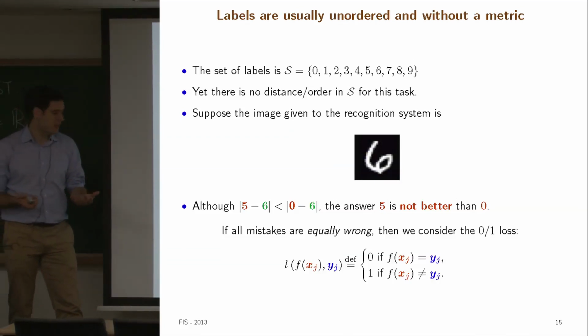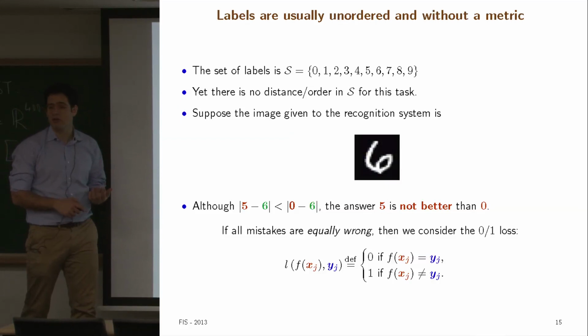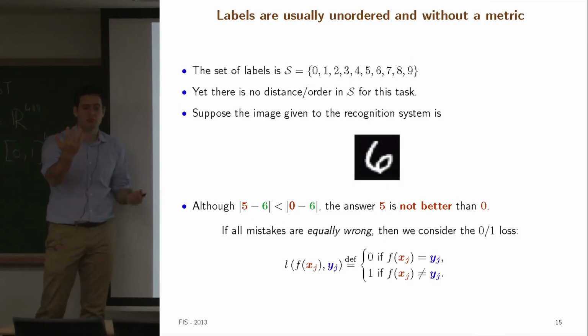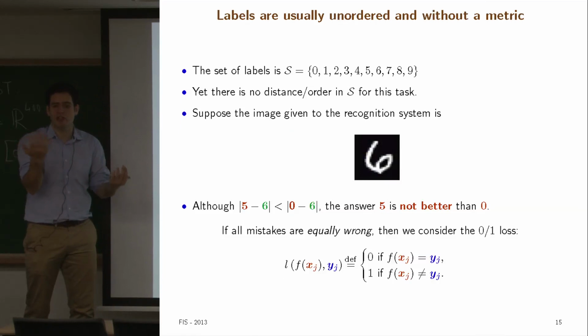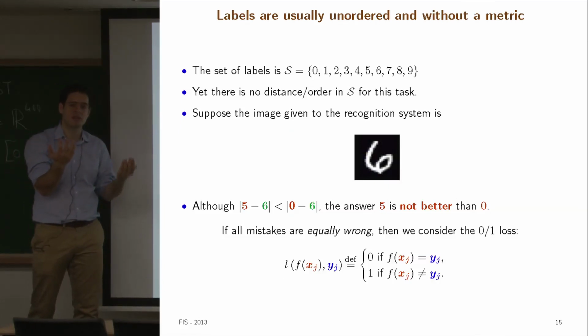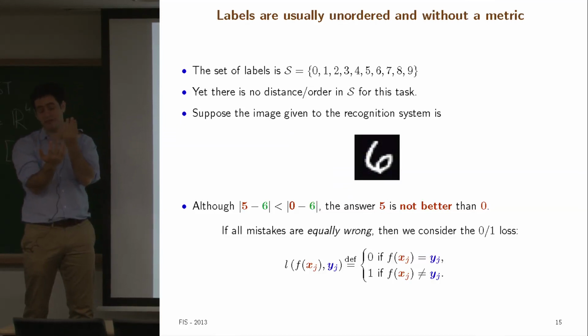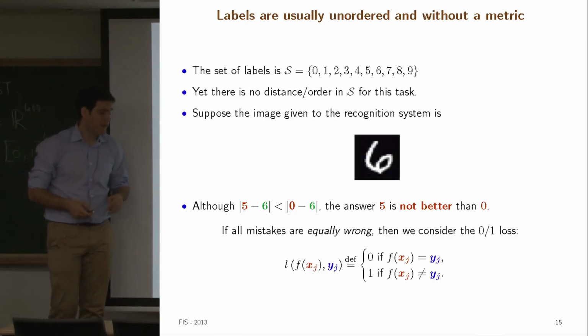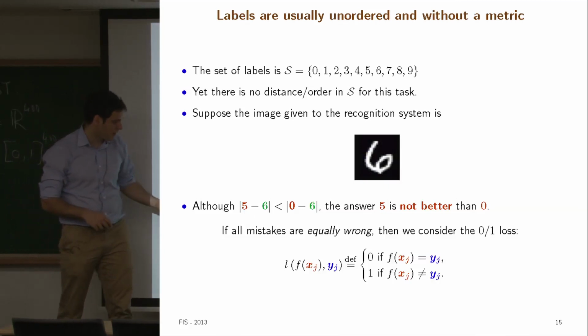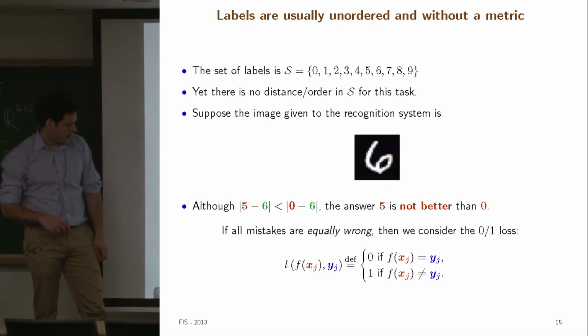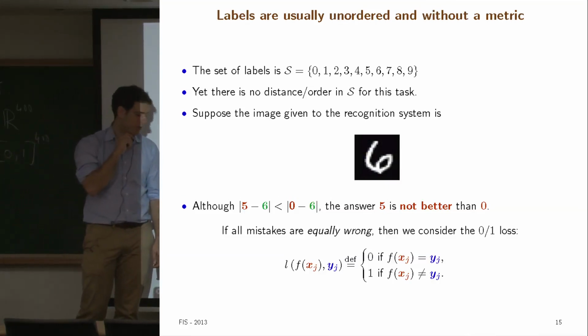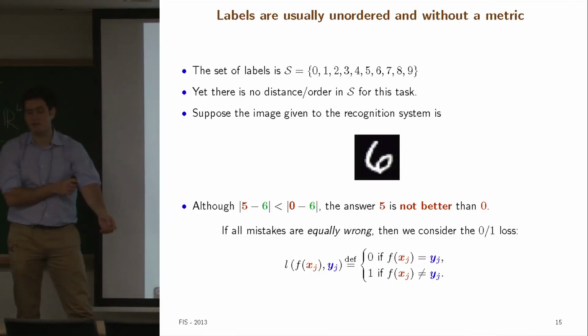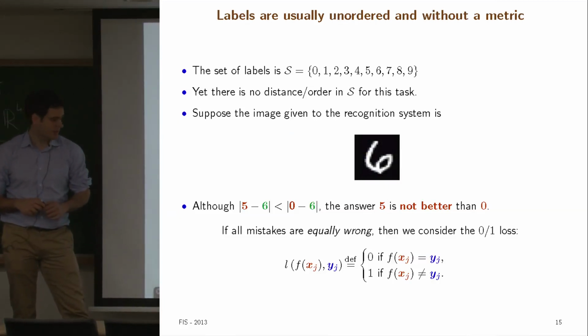The 0-1 loss is the idea that all mistakes are equally wrong. If the image is a 6, any other digit sounds equally wrong; it's the same mistake to say that it's a 5, a 4, a 3, or a 0 or a 9. Then you can consider the 0-1 loss. It's very easy: the loss of f(xj) given yj is going to be 0 if you're right and 1 if you're wrong. It sounds naive, but this is how most classification algorithms are built.